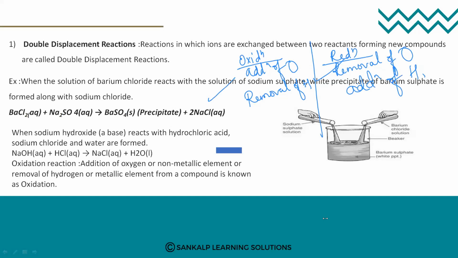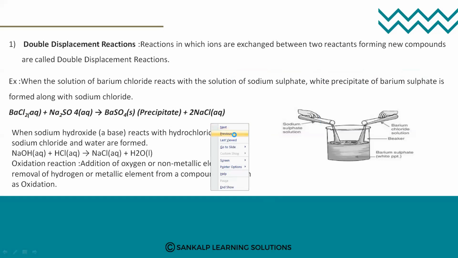Now the next reaction is the redox reaction. The word itself, redox, R-E-D-O-X. If I split this word, it is reduction and oxidation. In a reaction wherein oxidation and reduction take place simultaneously, it gives rise to what is called a redox reaction. So a single reaction wherein both oxidation and reduction take place simultaneously is called a redox reaction.